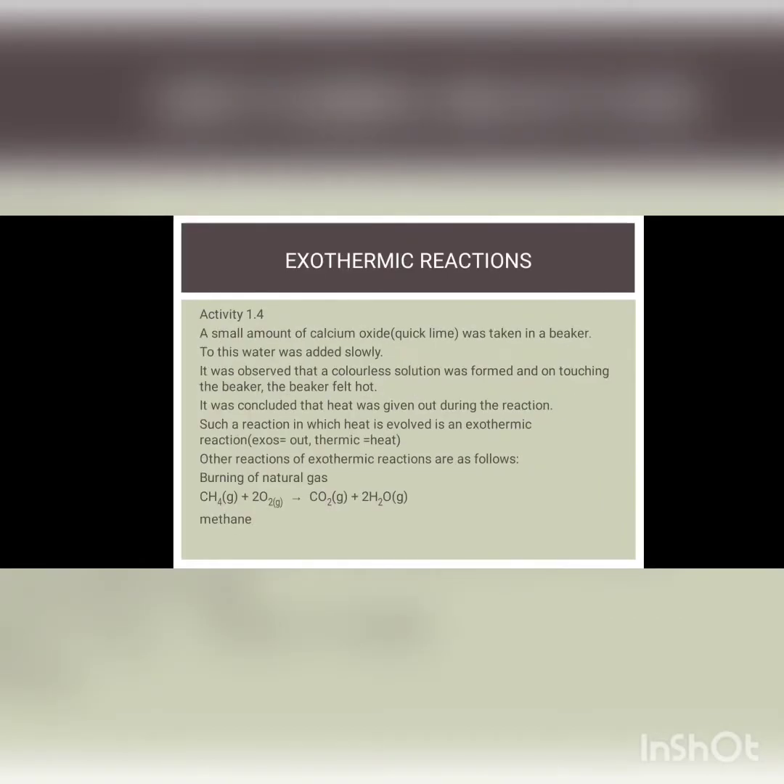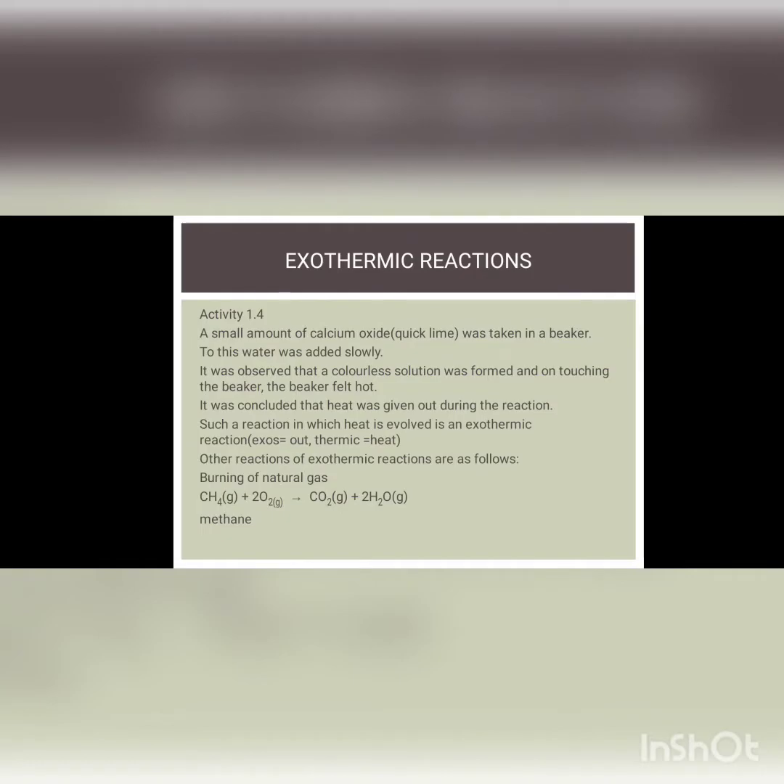Exothermic reaction: when a small amount of calcium oxide was taken in a beaker, to this water was being added. After a while, it was felt that the beaker became hot. This is because heat was given out, and this is an example of an exothermic reaction.